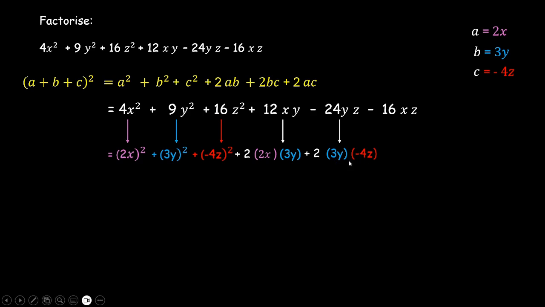2 into 3 is 6, 6 into 4 is minus 24YZ, the exact value. Similarly, this is plus 2AC. 2A is 2X and C is negative 4Z. So we got the expansion over here. Now, if we just factorize it, this is (A plus B plus C) whole square. So let us write that. A is 2X, B is 3Y, C is negative 4Z. A plus B plus C whole square. And this is our final answer.